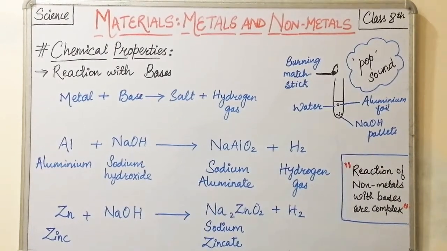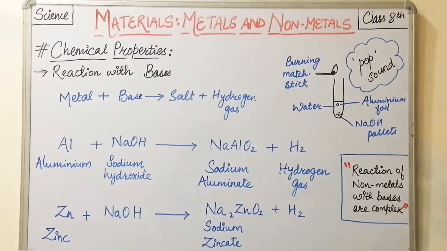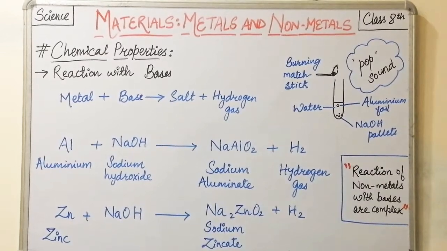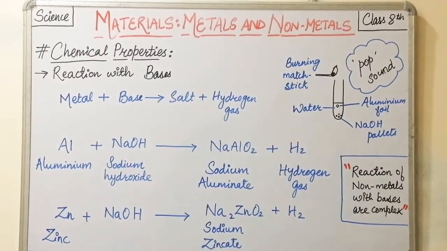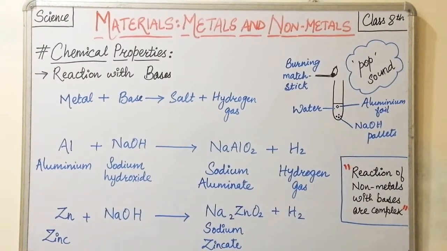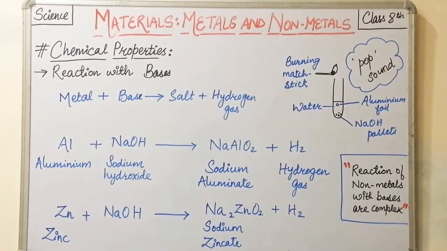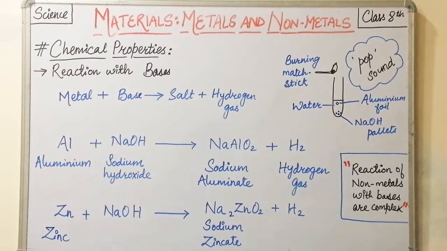This we can observe with the help of an activity given to you, where you have to take a test tube in which we are going to add 5 ml of water. In the same test tube we are going to add sodium hydroxide pellets, which is a base, and we are going to add a small piece of aluminium foil, which is a metal. So we are adding a metal inside this solution, which is a basic solution.